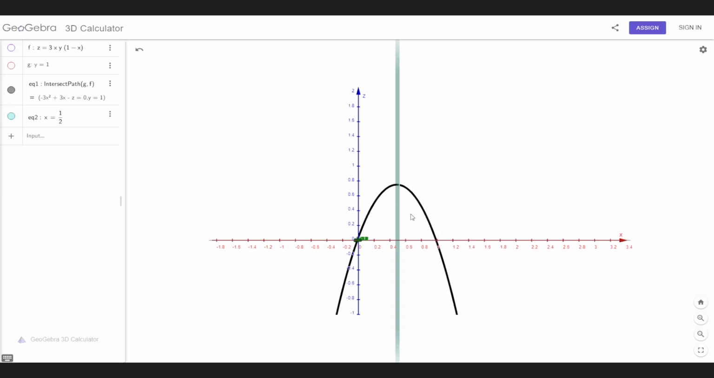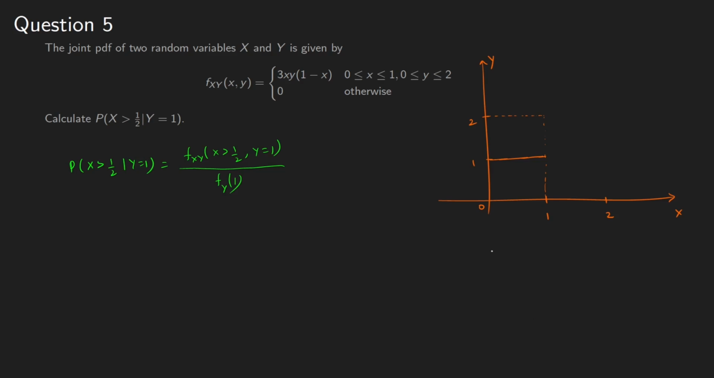When you calculate the total area, it means you are calculating the marginal PDF of y at 1. And when you calculate the probability that x is greater than 1 by 2, this area, it means you are calculating the joint PDF of x and y when y equals 1 and x takes a value greater than half. So when we visualize the joint density function when y takes value 1, we will not write y here. Instead, we will write the joint density function when y has taken value 1.